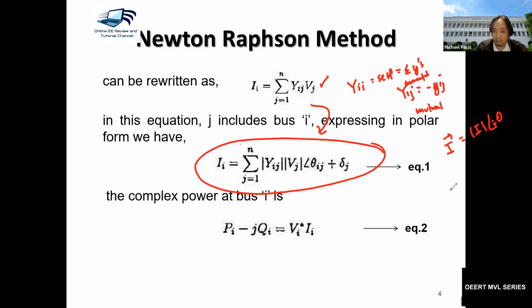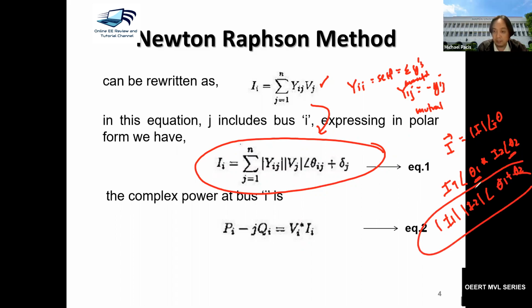So once it is in polar form, for example, you have your current I1 angle theta 1. If I multiply it by current I2 angle theta 2, what comes out is I1 magnitude multiplied by I2 magnitude, and then the angles will be added, right? Theta 1 plus theta 2, right? That's the identity there. So what happens here is it becomes like this.